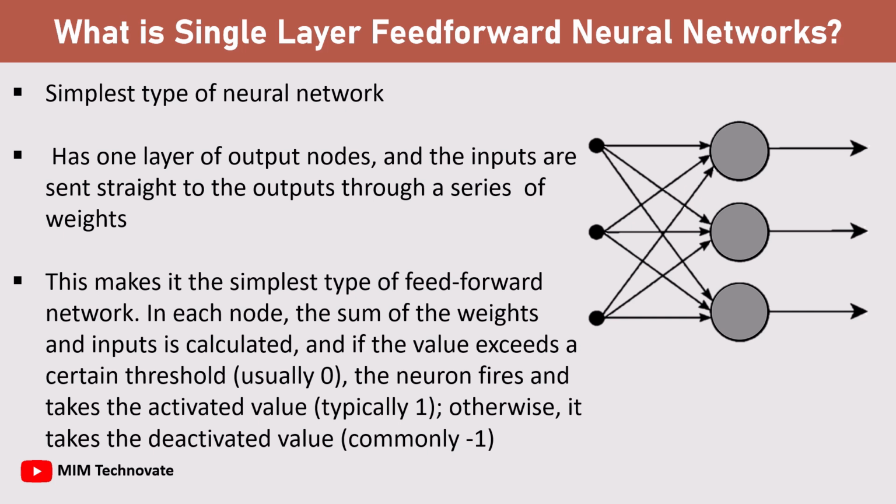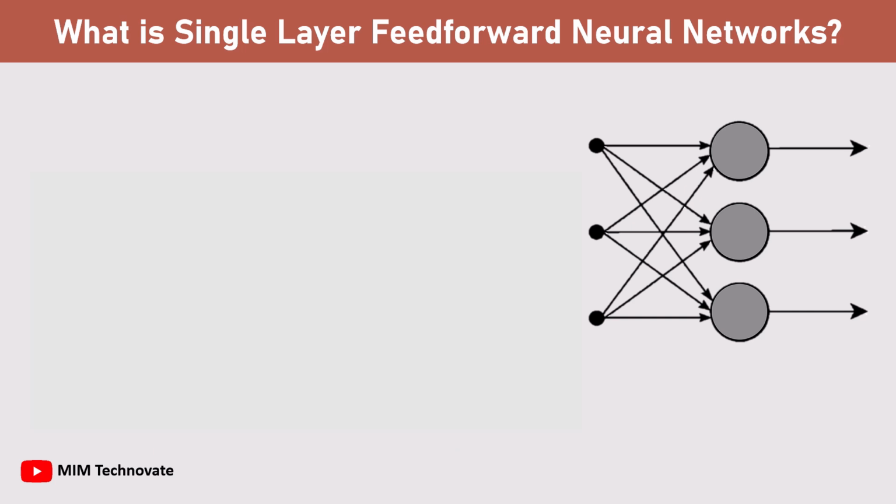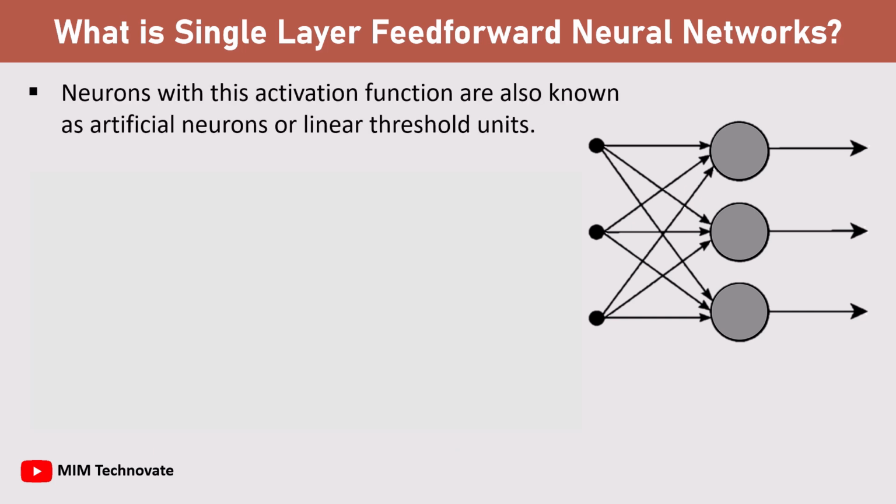In each node, the sum of the weights and inputs is calculated, and if the value exceeds a certain threshold, usually 0, the neuron fires and takes the activated value, typically 1, otherwise, it takes the deactivated value, commonly -1. Neurons with this activation function are also known as artificial neurons or linear threshold units.